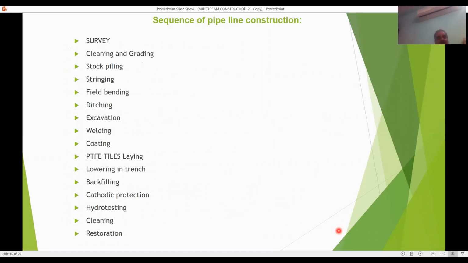Now, the sequence of pipeline construction. Survey, clearing and grading, stockpiling, stringing, field bending, ditching, excavation, welding, coating, PTFE tiles laying, lowering in trench, backfilling, cathodic protection, hydro testing, cleaning and restoration. These are the activities. Now you see how this affects.